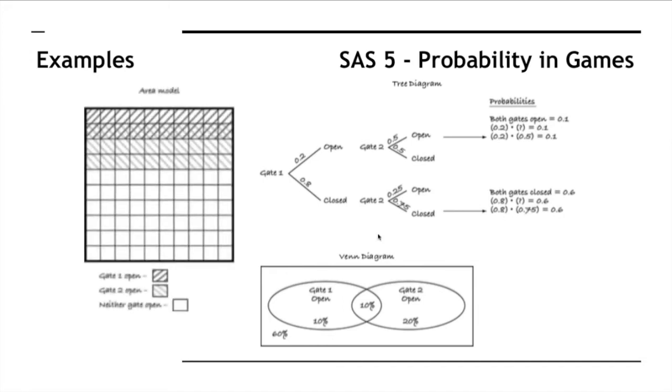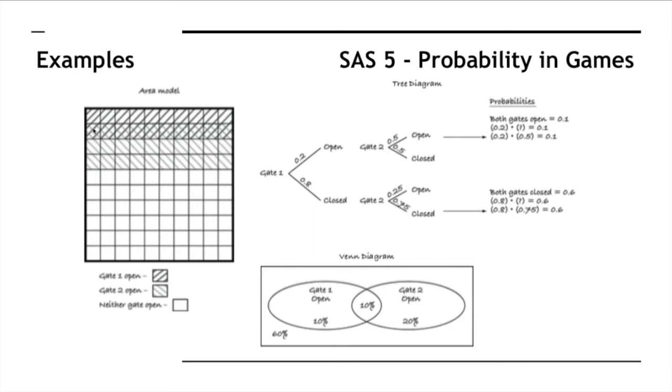All right, and the last one is an area model. Now, if you look, the hash marks going from the top right to the bottom left is when gate 1 is open, and the hash marks going from the top left to the bottom right shows when gate 2 is open. So 20% of the time, that's 20 out of 100 squares, it's a 10 by 10 block. 20 out of 100, gate 1 is open. Now 30 out of 100, gate 2 is open. So 1, 2, 3 times 10, that's 30.